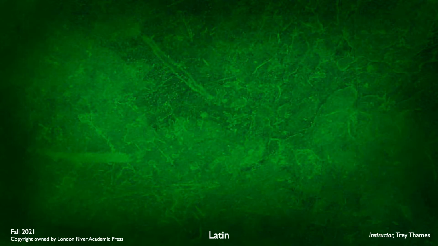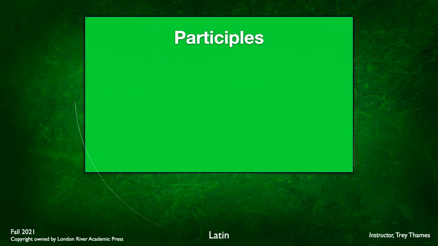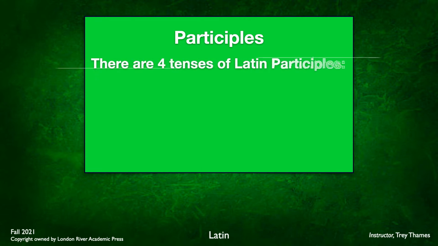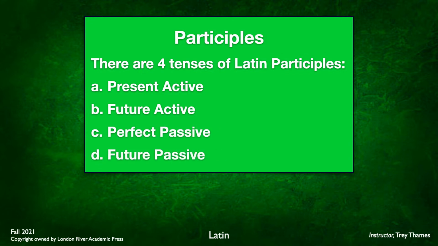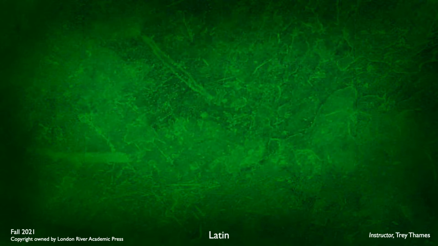All right, so let's look at the different tenses that we have for Latin participles. English has several forms that Latin is missing. In Latin, we have 4 of the tenses represented. We have the present active participle. We have the future active participle. We have the perfect passive participle, and we have the future passive participle. Let's see how these different tenses are formed.